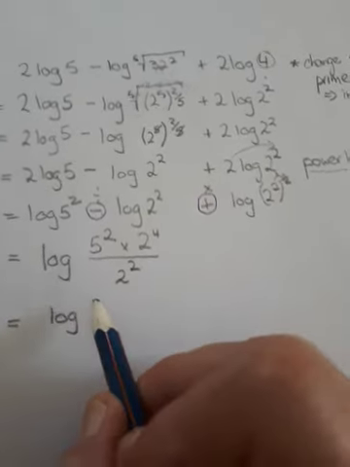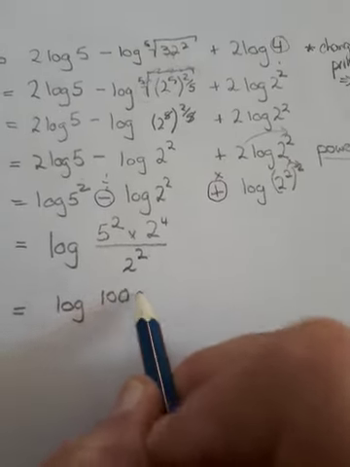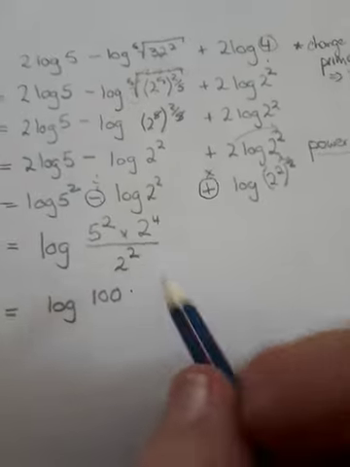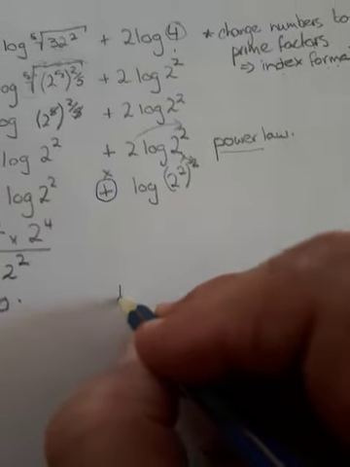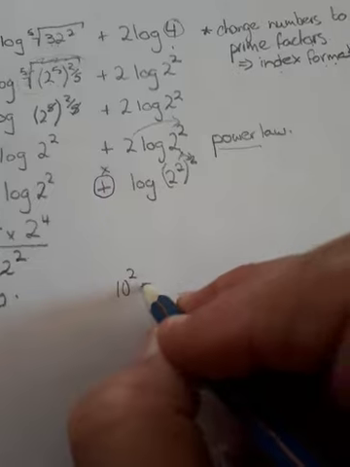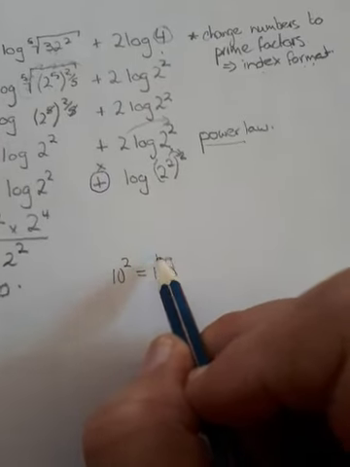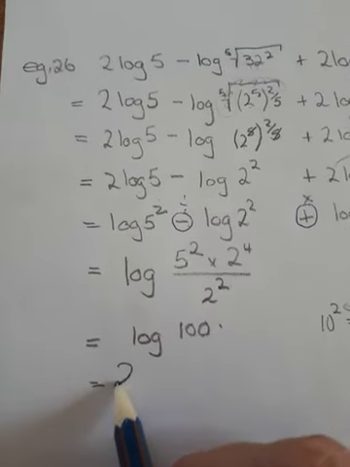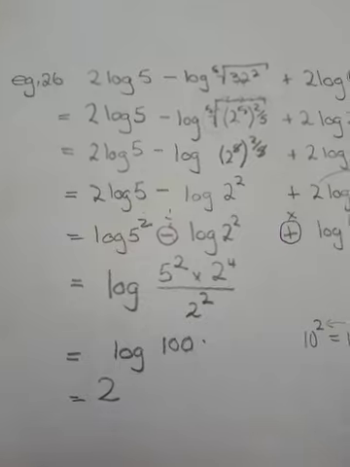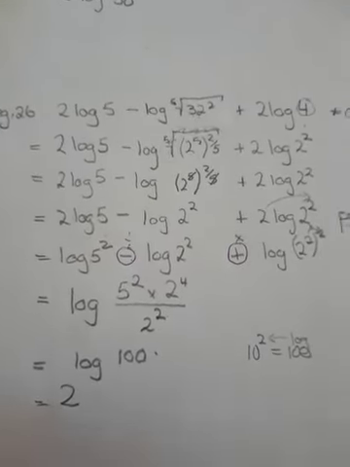the log of 100. And we have just remembered, or you should now remember, that 10 to the power of 2 equals 100. So the log of 100 equals 2. So my final answer for this one is 2 whole. So this is certainly being simplified.